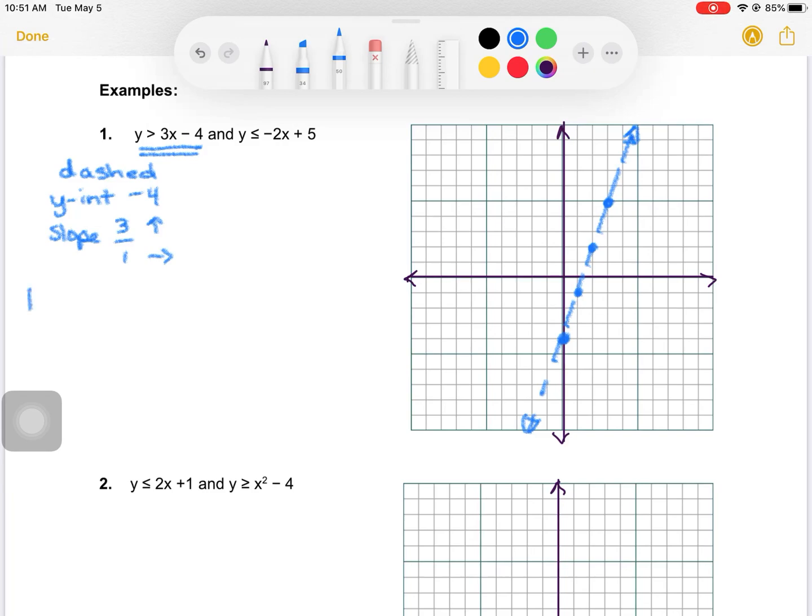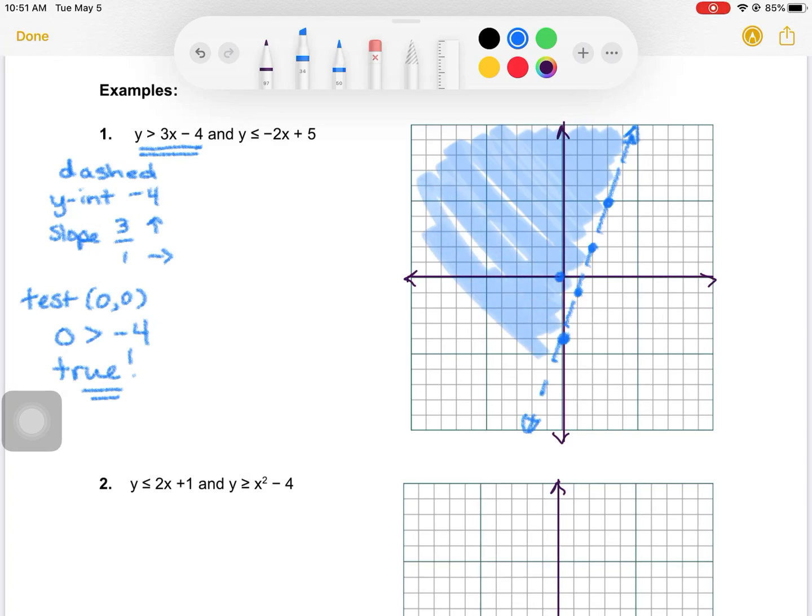Then I'm going to decide by testing. I'm going to test 0, 0, and see if 0, 0 is part of the solution set. So I would have 0 is greater than 3 times 0 minus 4, so 0 is greater than -4. This is a true statement. So I want to shade above that line, or to this side of the line, the side where 0, 0 is. I'm going to shade all of that. I'm going to stick with the color blue for that inequality.